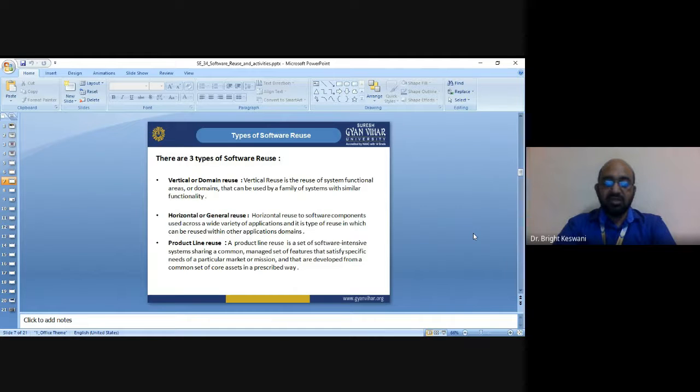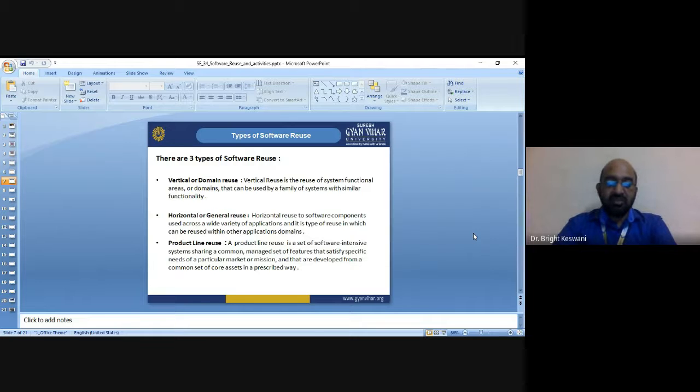So companies have attempted to turn domain-specific reuse into a marketable opportunity by carrying out domain analysis and developing components for sale, but not many have succeeded. So most successful programs are internal.